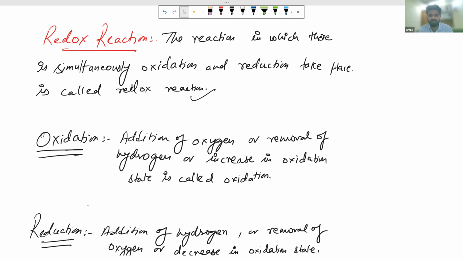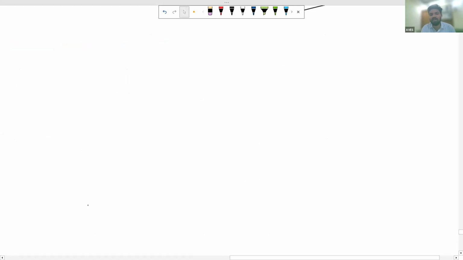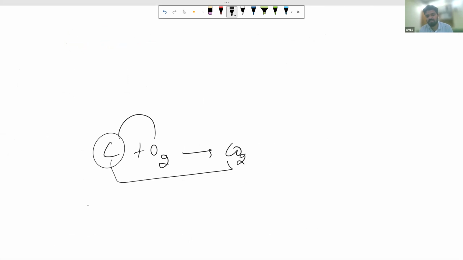This is the oxidation reaction: addition of oxygen, or removal of hydrogen, or increase in oxidation state. For example, C plus O2 gives you CO2. Here you see that oxygen is being added to carbon, so we say that carbon is oxidized. There is an oxidation of carbon taking place.